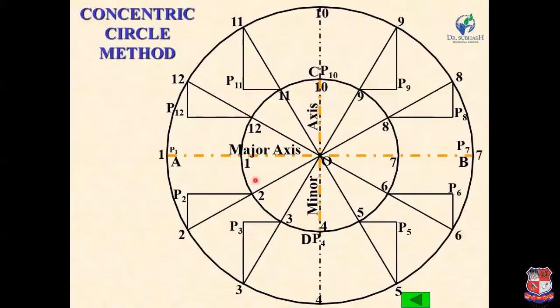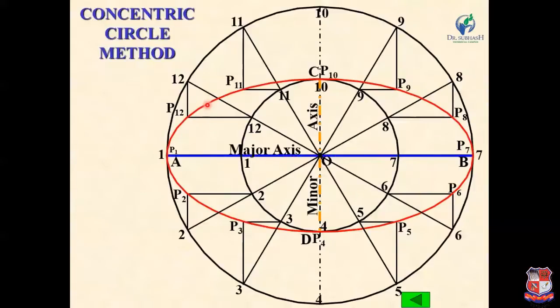from the inner circle points. Okay, and the intersection points of these horizontal and vertical lines are the points of the ellipse. Now, join all these points P1, P2, P3 up to P12 by a smooth curve. Okay, so this curve is known as an ellipse. Okay, and this AB is the major axis and CD is the minor axis of this ellipse.